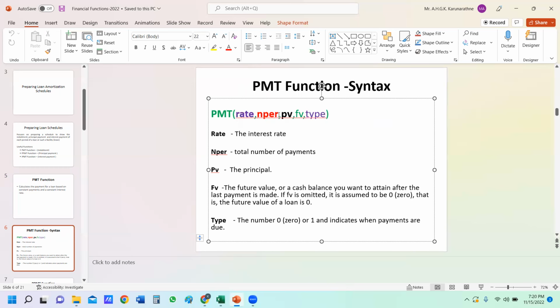Then NPER means the number of payments relevant for the loan or financial arrangement. Simply, NPER means my total number of installments, maybe on a monthly basis, annual basis or quarterly basis, right? What is the total number of installments? So NPER represents the total number of installments or number of payments. PV means present value.